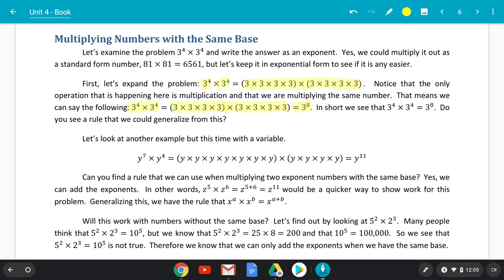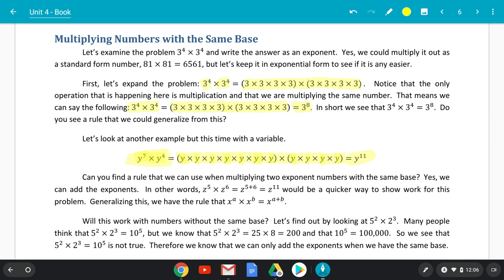Let's look at another example, but this time with a variable. y to the 7th times y to the 4th. Notice there's 1, 2, 3, 4, 5, 6, 7 y's here, and 1, 2, 3, 4 y's there. So that's y to the 7th times y to the 4th, and that equals y to the 11th. Why? Because if we count, there's a total of 11 y's in there.